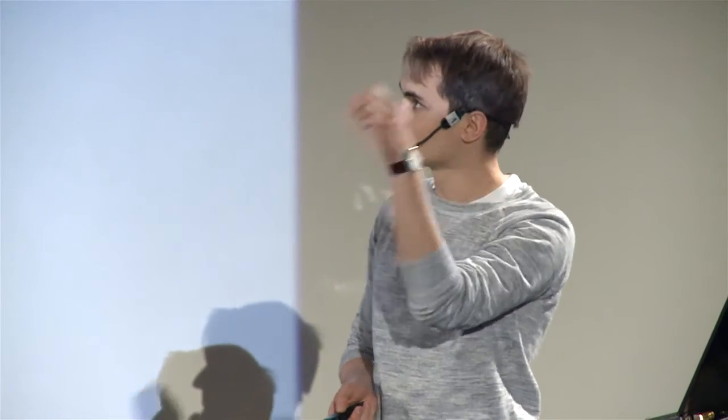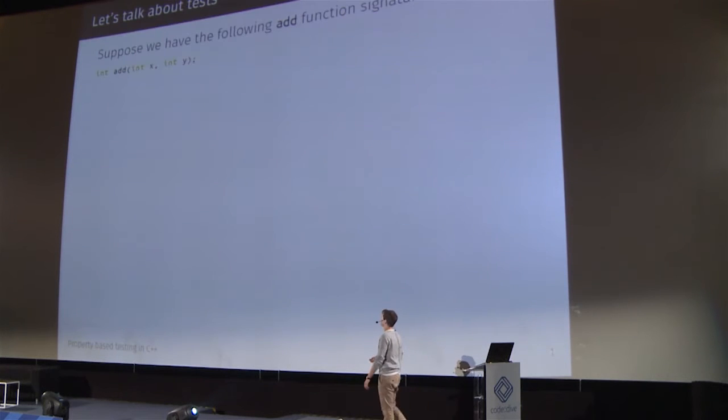So basically, what I'm going to try to do is teach you something interesting about property-based testing. It's not going to be a fully-fledged tutorial on this topic. So let's talk about tests. Let's suppose we've got the following add function signature. It takes two ints, and then returns another int. So how would you approach testing it?